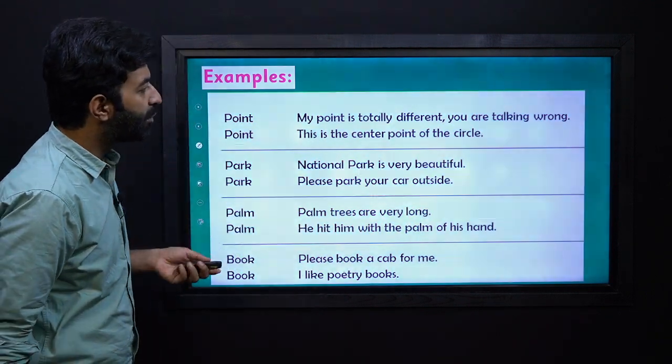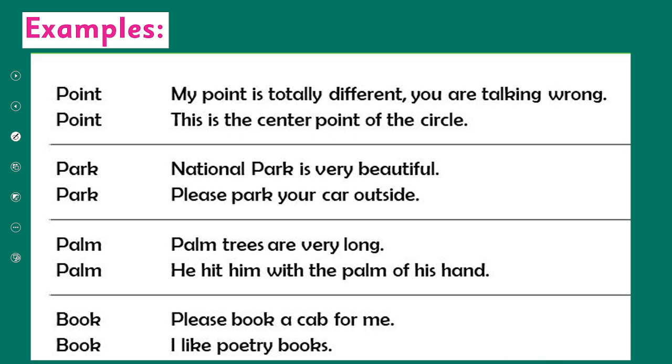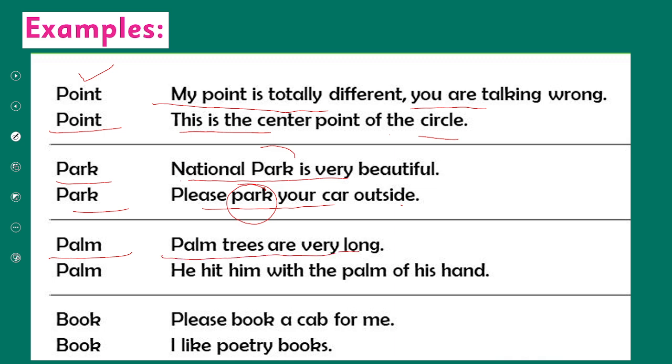Here are some more examples for your understanding with sentences. Point: my point is totally different, you are talking wrong. And another one: this is the central point of the circle. Park: national park, and please park your car outside. They have different meanings. Palm: palm trees are very long, and he hit him with the palm of his hand.